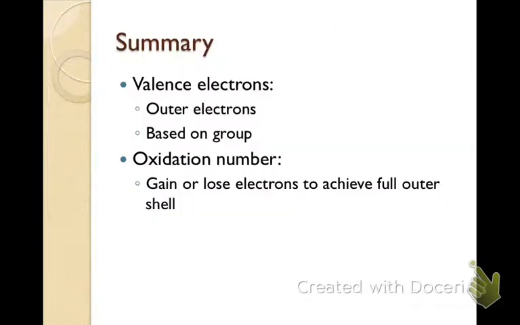So to summarize, valence electrons are the outer electrons. They're based on the group number. And oxidation number is when any of these atoms will gain or lose electrons to fulfill an outer shell. And we'll definitely go more in depth with that. That can be a little bit more confusing.